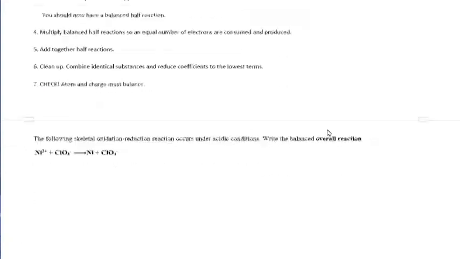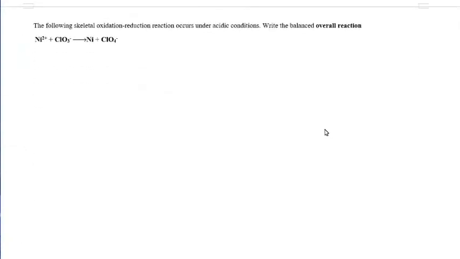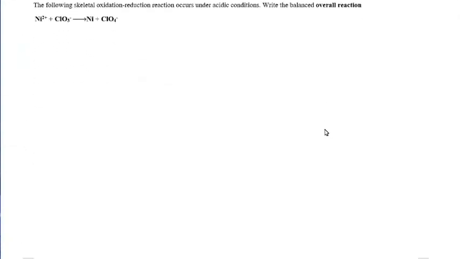So let's go ahead and do an example right here. They give us what is called the skeletal oxidation-reduction reaction, which is a basic, bare bones reaction and not balanced in any way. Charges aren't balanced, or charges don't necessarily have to be balanced. It's just a reaction. So we're going to go ahead and balance this, and we're going to do it in acidic conditions. So let's go ahead and get started.